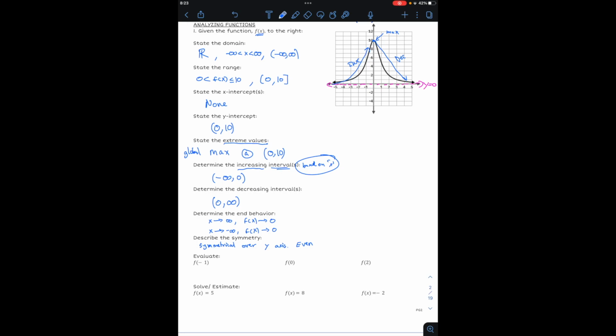Then if we want to evaluate the function, well, we don't have an equation for this function, probably not going to figure one out. So let's clear some space. And we just want to evaluate. So that means when x is -1, what's our y? So if we look, it appears to be 5. So f of -1 seems to equal 5. F of 0, well, we said that's our y-intercept. F of 0 is 10.